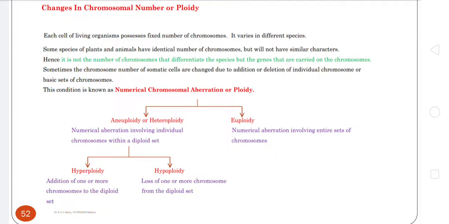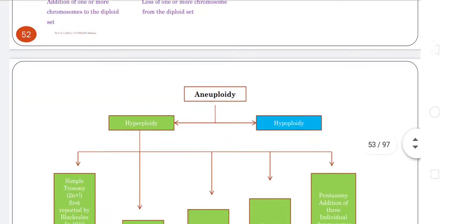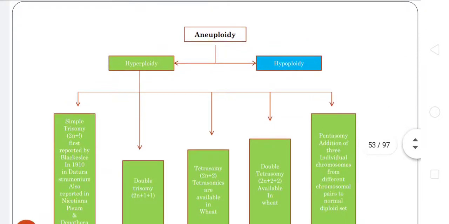Aneuploidy is divided into two types: hyperploidy and hypoploidy. Hyper means addition, hypo means deletion. In hyperploidy, there is addition of one or more chromosomes to the diploid set, whereas in hypoploidy, there is loss of one or more chromosomes from the diploid set. Next, in detail, we are going to see aneuploidy. It is divided into two types, hyperploidy and hypoploidy.